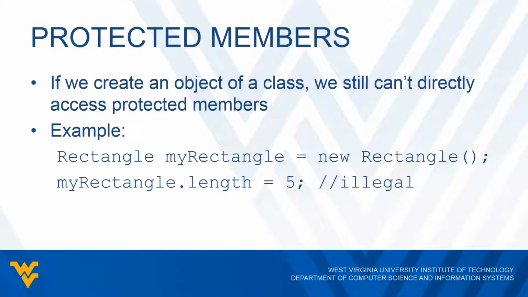Let's say in my client, I create an object of the rectangle class, which I call myRectangle here. And let's say I want to set the length of my rectangle to 5. If I try to do myRectangle.length equals 5, this is an illegal statement because here I'm still trying to directly access the length data member. Protected means it's only public to the subclass and it's private to everything else. So I wouldn't be able to do that. I would have to use some corresponding method that allows me to set the length to 5. But directly accessing this does not work at all. I'm not allowed to do that.